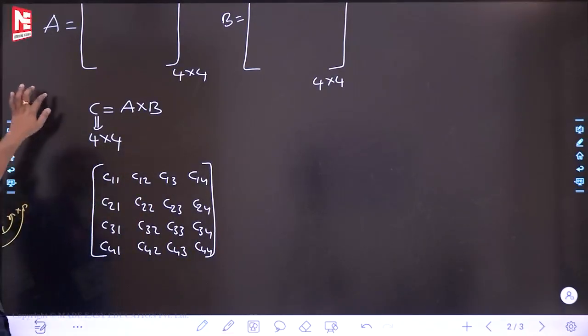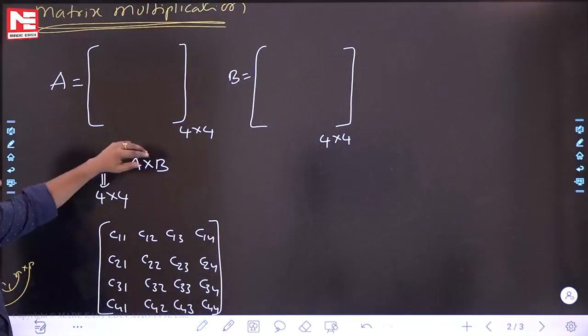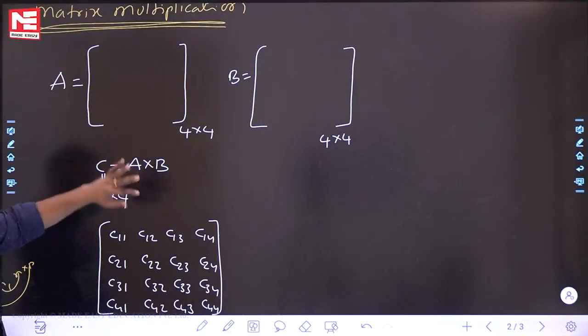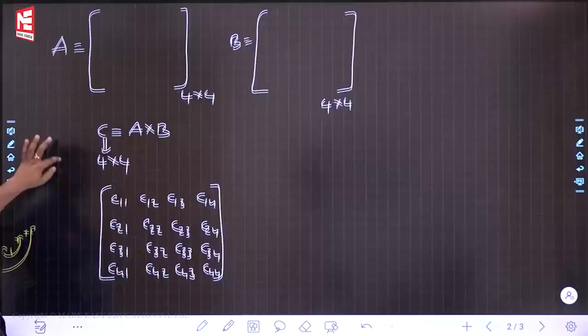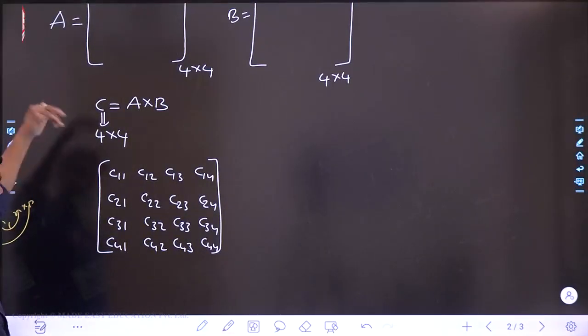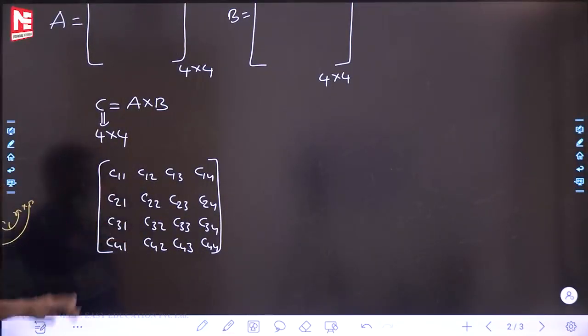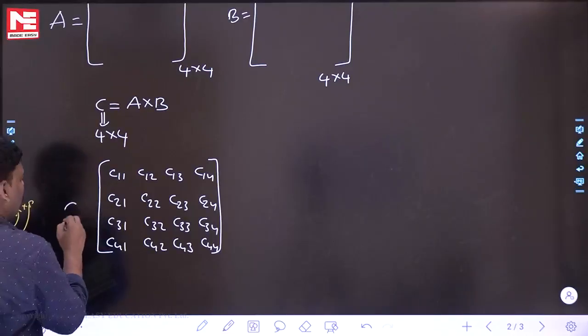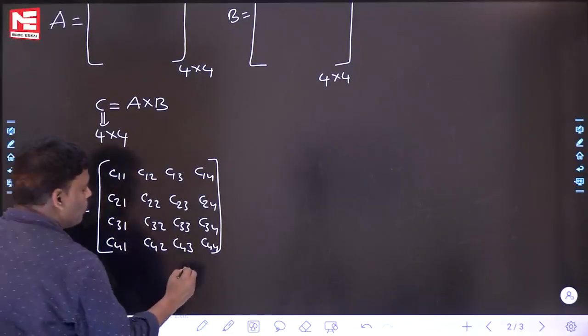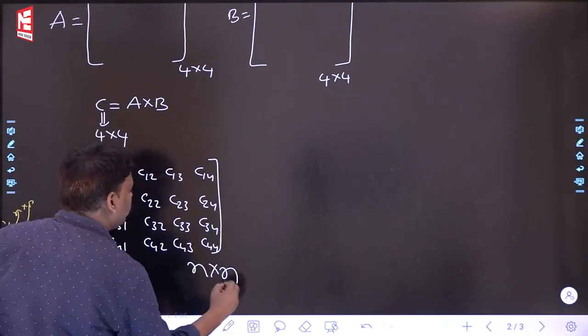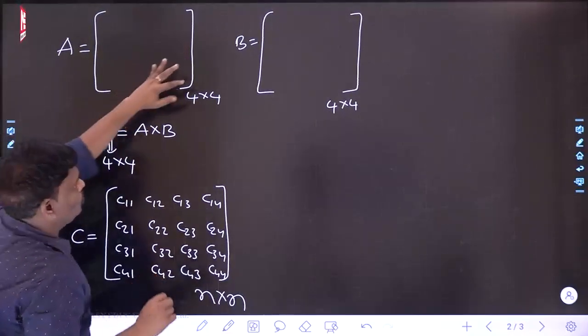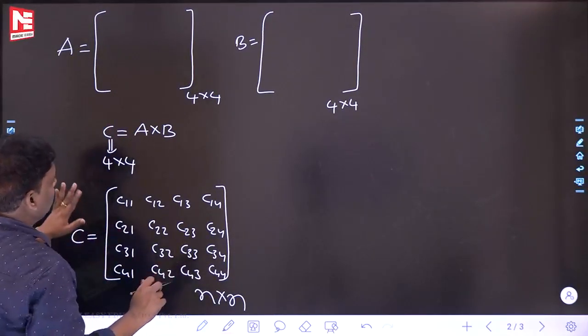So I have two matrices A and B. A size is 4 by 4, B size also 4 by 4. C equals A into B is our goal. C also becomes 4 by 4. These are the elements. What is the C11 value? All the things I will explain. Can you help me now? What is the C size? N by N. So from these two, how to get this one, I will explain.